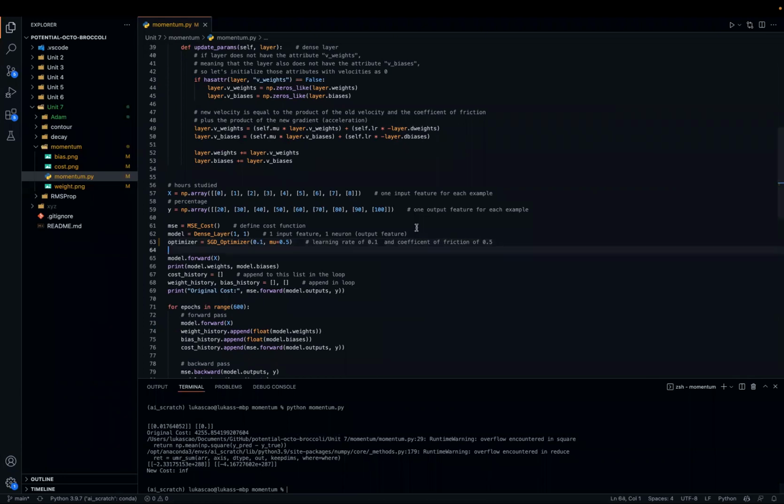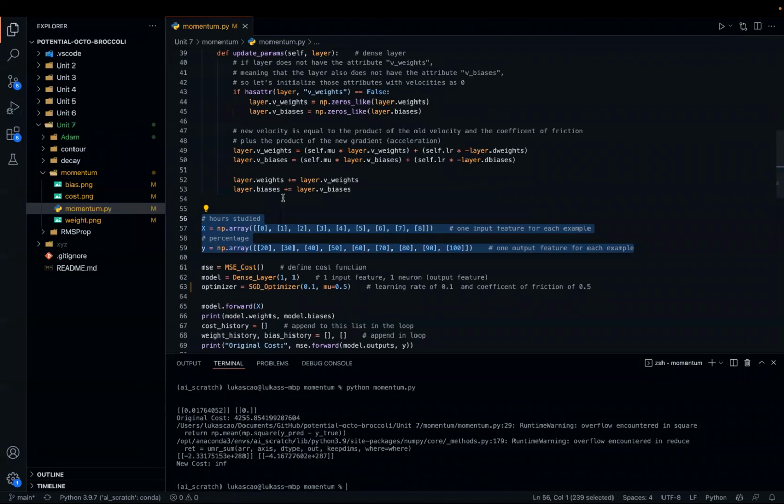Okay, so here, let me tell you something. So you remember this data set? You remember this data set? And okay, so this data set, what would be the bias value? What would be the optimal bias value for this data set? 20, yes. How about the weight?